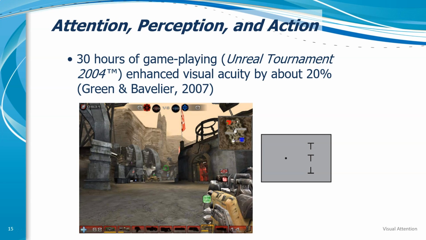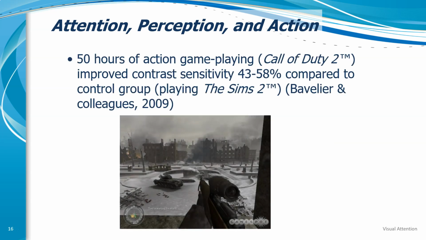As your mom told you, stop playing those video games. You'll ruin your eyes. No, if you choose the video game carefully, you might actually improve your vision. Take that, Mom. From there, things just ramped up. How about 50 hours playing Call of Duty 2? This improved contrast sensitivity. So another different measure of visual ability. Improved it by around 50% compared to a control group. They were made to play The Sims 2. But don't feel bad for them. They did get paid for that.